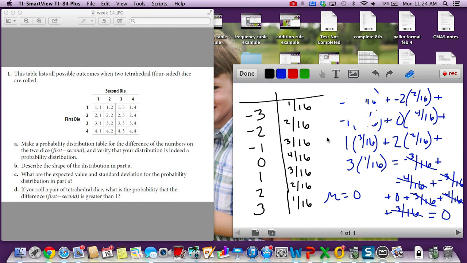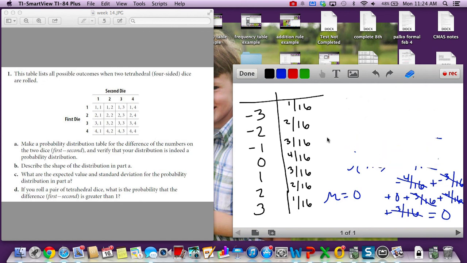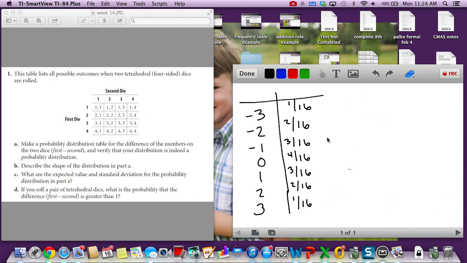Okay, so let me erase my work on the mean. So we're looking for a difference greater than 1. So where is that in the table? And it says greater than, it doesn't say equal to, it says greater than. So that's just these possibilities here. So 3/16 would be your probability of getting a difference greater than 1.